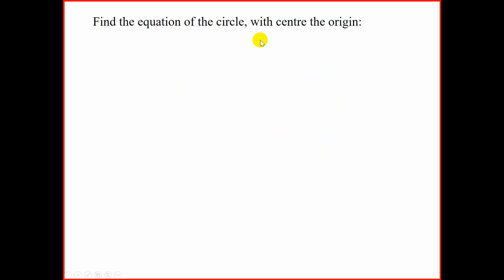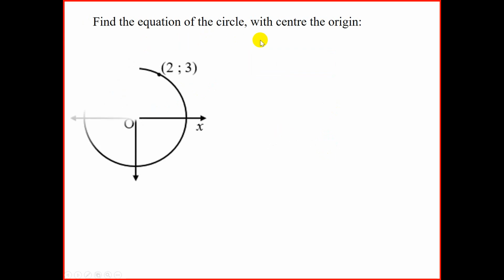Find the equation of the circle with center the origin, and our circle has a random point (2, 3). So for this point, we know the x value is 2, the y value is 3, and the center of the circle is (0, 0). The general equation of a circle with center (0, 0) is x squared plus y squared is equal to r squared. However, we don't have the radius.